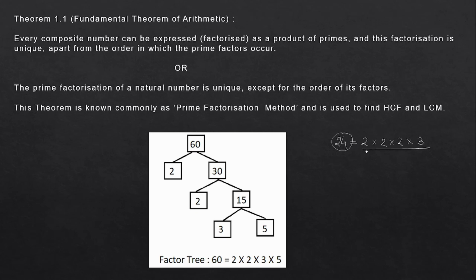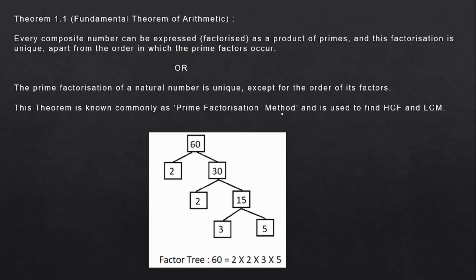What will change? Some may give the prime factors in this order, some may write it as 3 into 2 into 2 into 2, some may write it as 2 times 3 times 2 into 2. So what is changing? The order in which they are writing the prime factors is changing, but the factorization is unique. This is the fundamental theorem of arithmetic. This can also be reframed as: the prime factorization of a natural number is unique except for the order of its factors. We have known this theorem ever since we learned the prime factorization method. It's just that we now understand from which theorem we are using that concept.